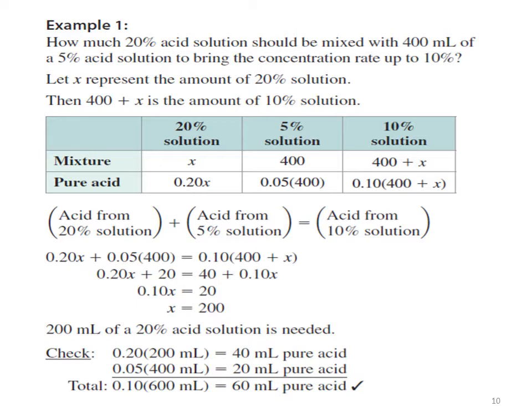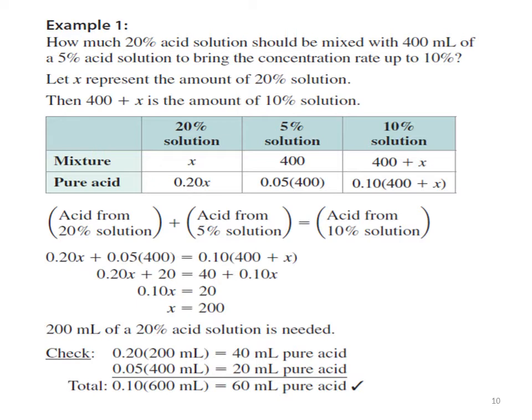Here is the first step. How much, this is the unknown quantity. This is x, which represents the amount of the 20% solution that we need. Of course, we are adding this x, this unknown quantity, to 400 milliliters. So the size of the mixture will be 400 plus x. We want that to have 10% concentration. So here is a table that summarizes the information we have.